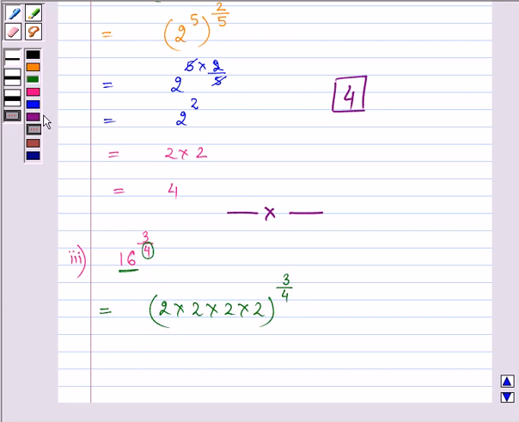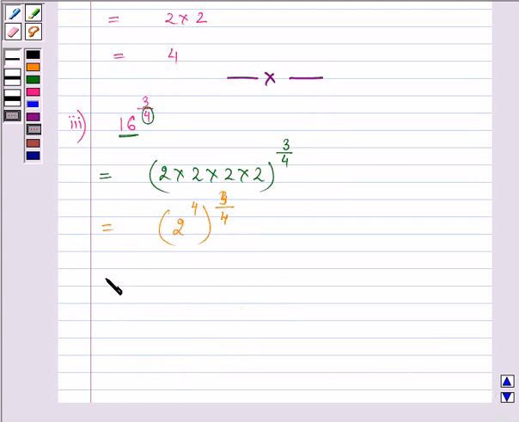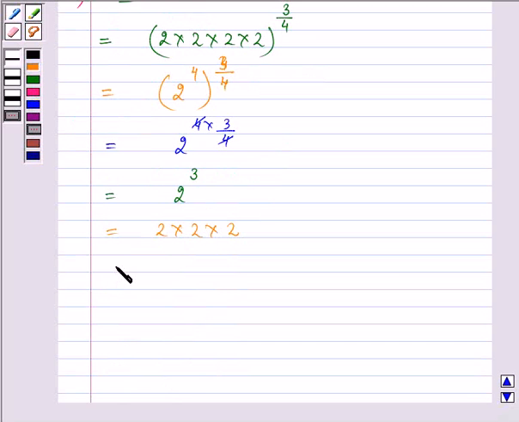So you're getting the point. Good. Then it will be written as 2 raised to the power 4, the whole raised to 3 by 4. And then both the exponents will get multiplied with each other and will get cancelled out. So we have 2 raised to the power 3, whose expansion will be giving us an answer of 8. So the answer to the third part is 8.